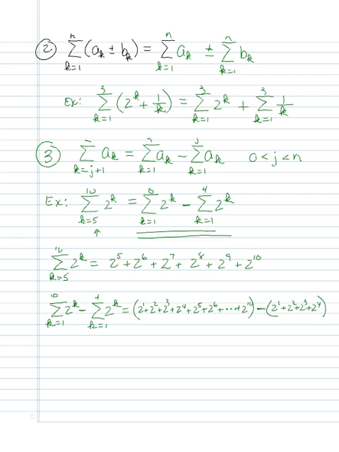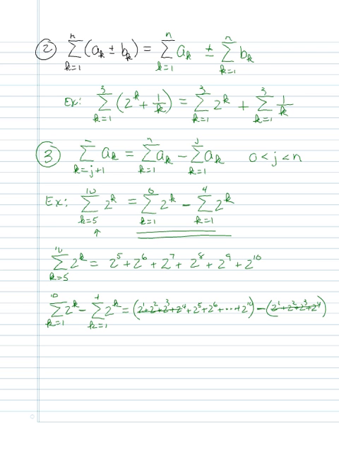So what you see we're doing is in the first sum, we're adding them all up from 1 to 10. In the second sum, we're adding them all up from 1 to 4. But we're going to subtract away the first four of the sum. So that means we're subtracting these away, aren't we? So what we're really doing is we're adding starting at k equal 5 and going to 10.